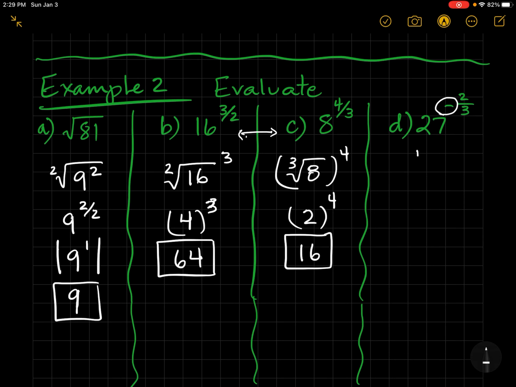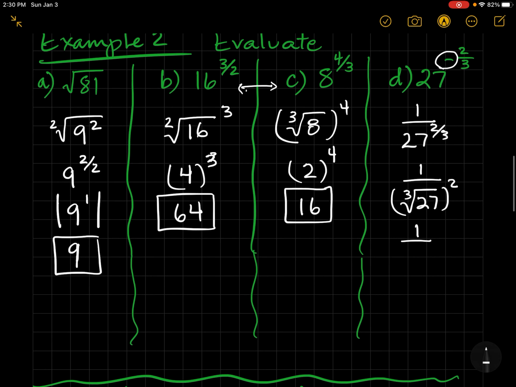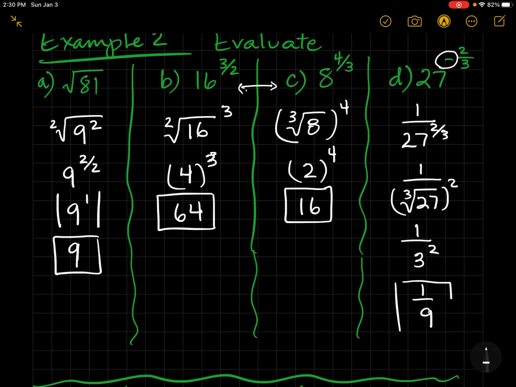It means reciprocal. So it's still positive. Just remember that means reciprocal. And now for my denominator, that's the cube root of 27 squared. The cube root, 3 times 3 times 3. So that would be 3 squared. So my answer is 1/9. Okay, you'll get used to this with more practice.